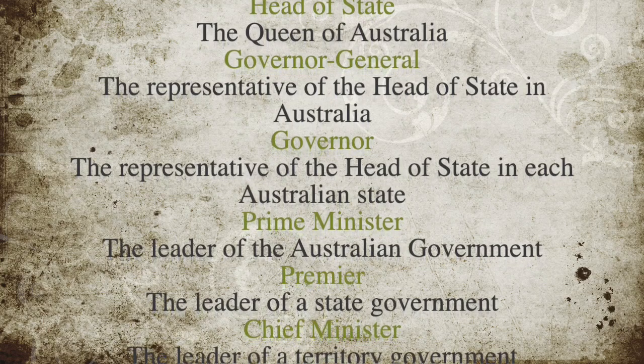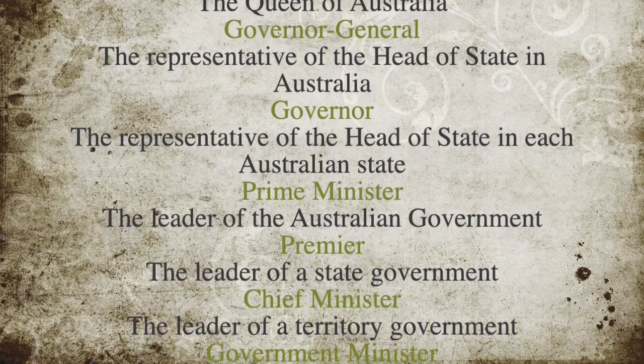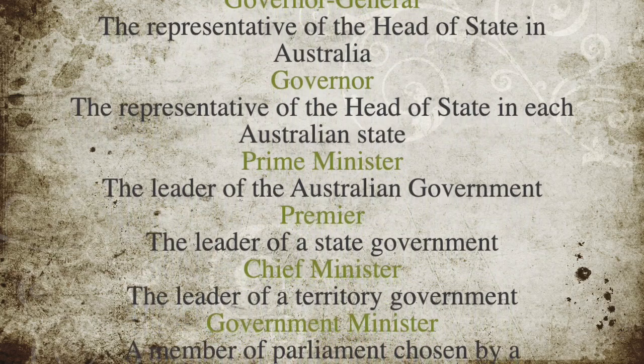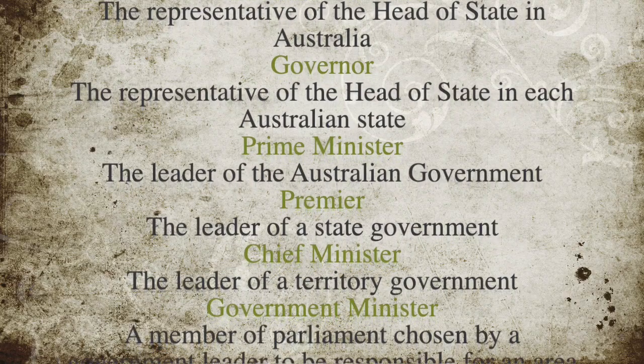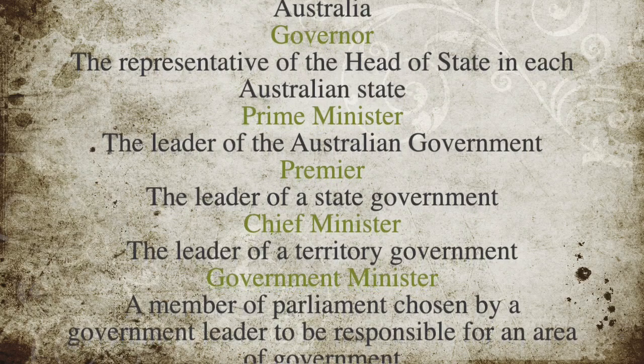So who is the premier? The premier is the leader of the state government. For example, at the moment, Victoria's premier is Dan Andrews, who is from the Labor Party. So that's our premier in Victoria.